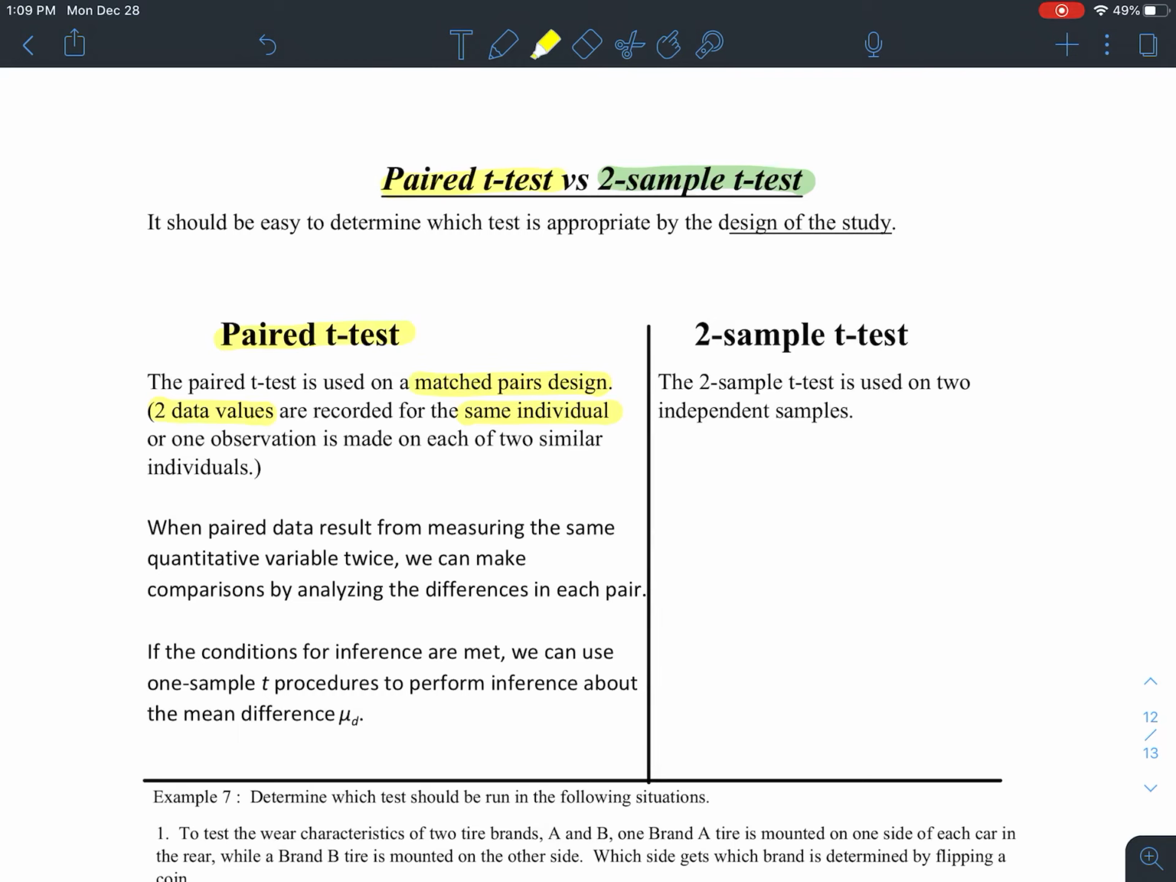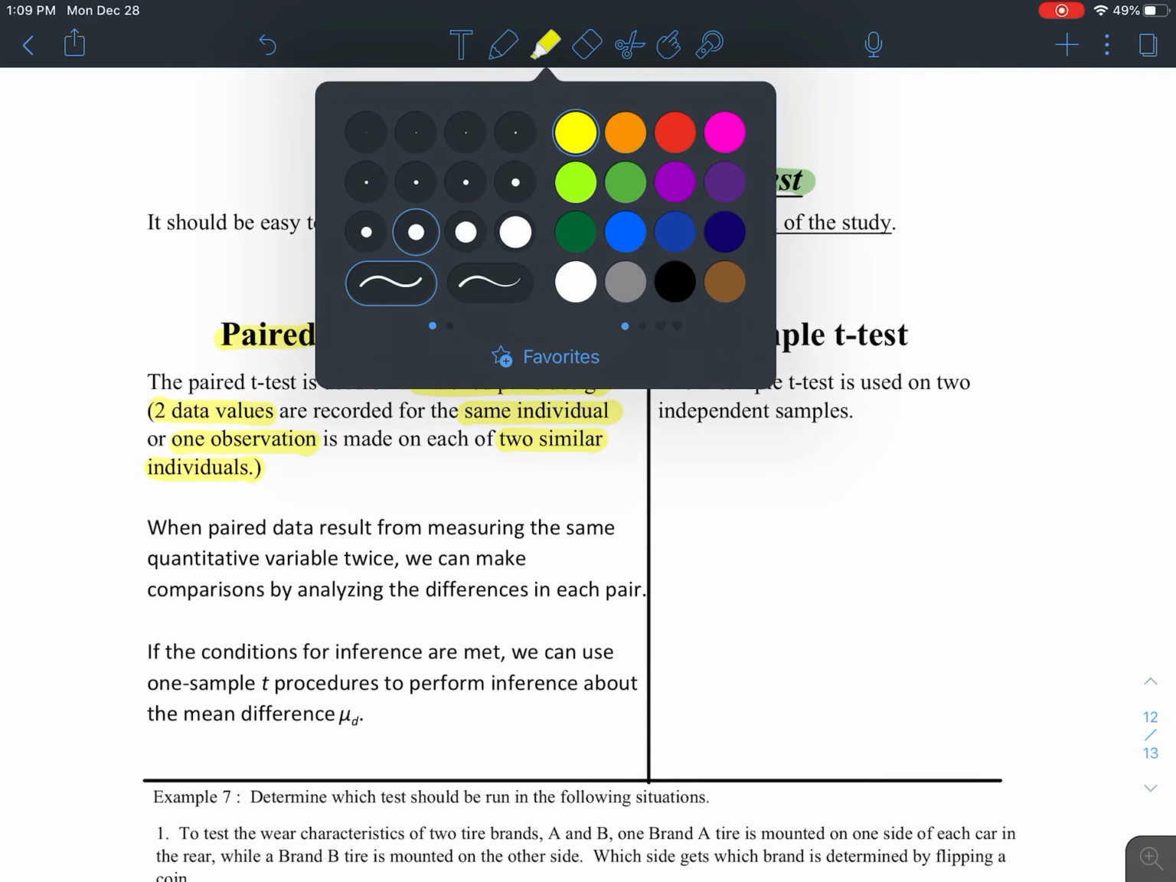Another situation that could fall under a paired t-test would be taking one observation on each of two similar individuals. Maybe a set of twins, where each of them undergoes a different treatment. The two individuals are similar. That is a paired t-test. That would definitely not be a two-sample t-test.